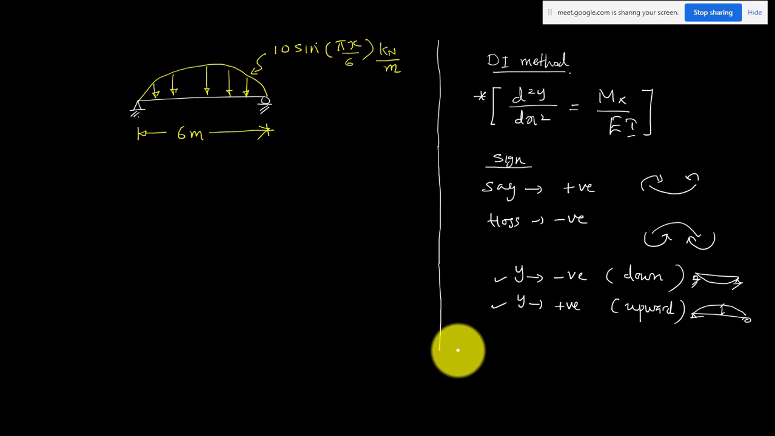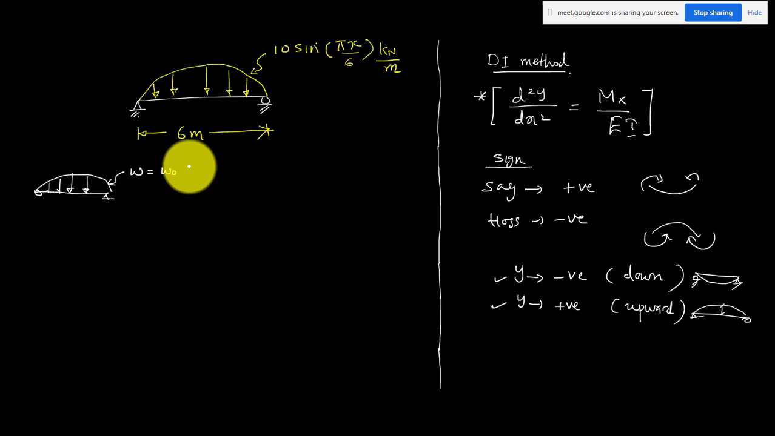So this we completed yesterday. I think this is the problem we took yesterday. I explained an example problem with a sinusoid loading. Sinusoid loading means your loading function is a sine function. Yesterday our loading was like this. If we have a very complex loading like this, the loading function is w equal to w0 sine of pi x by L.